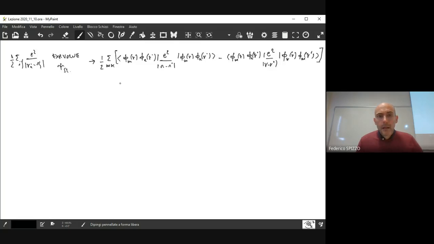Let's just now discuss what is the contribution of the first term, and then I will comment on the contribution of the second term. So let's first investigate the initial term. In this case, we have phi m of r, phi k of r prime, e squared divided by r minus r prime.